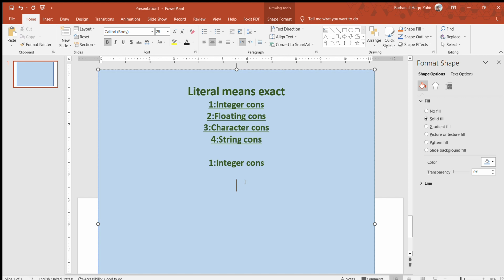So here are the four categories. Today we have to discuss integer constants, floating constants, character constants, and string constants. First of all, we have an integer constant.